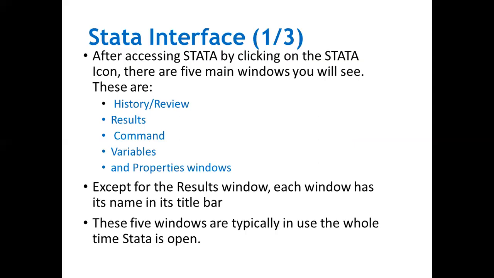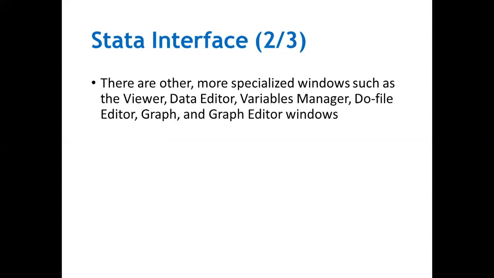We have what we call the history or review window, the result window, the command window, the variable window, and lastly the properties window, all right? We're going to look at these in detail in the subsequent slides. So please note it: 5 main windows, the history or review, the result, the command, the variables, and lastly the properties windows. Except for the result window, each window has its name in the title bar, and we are going to see that shortly.